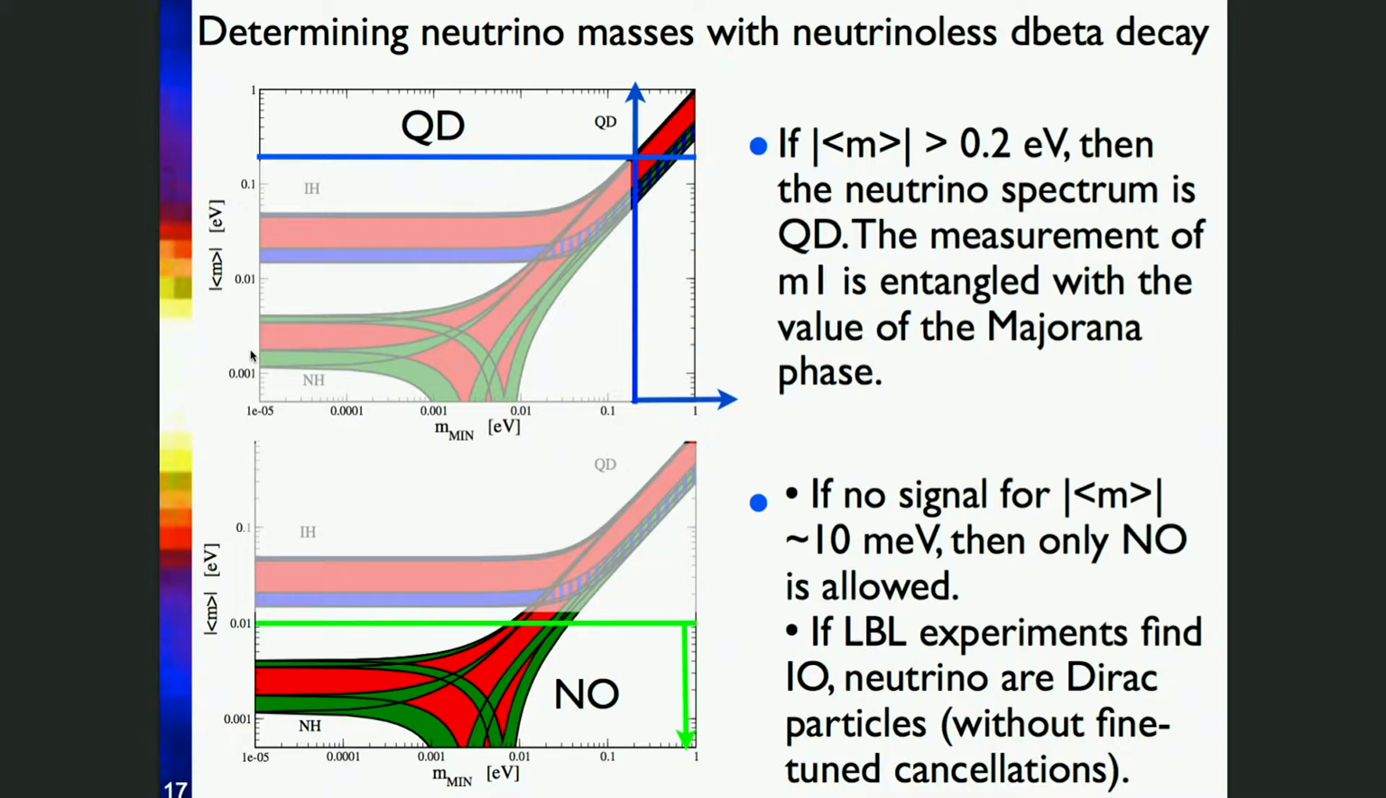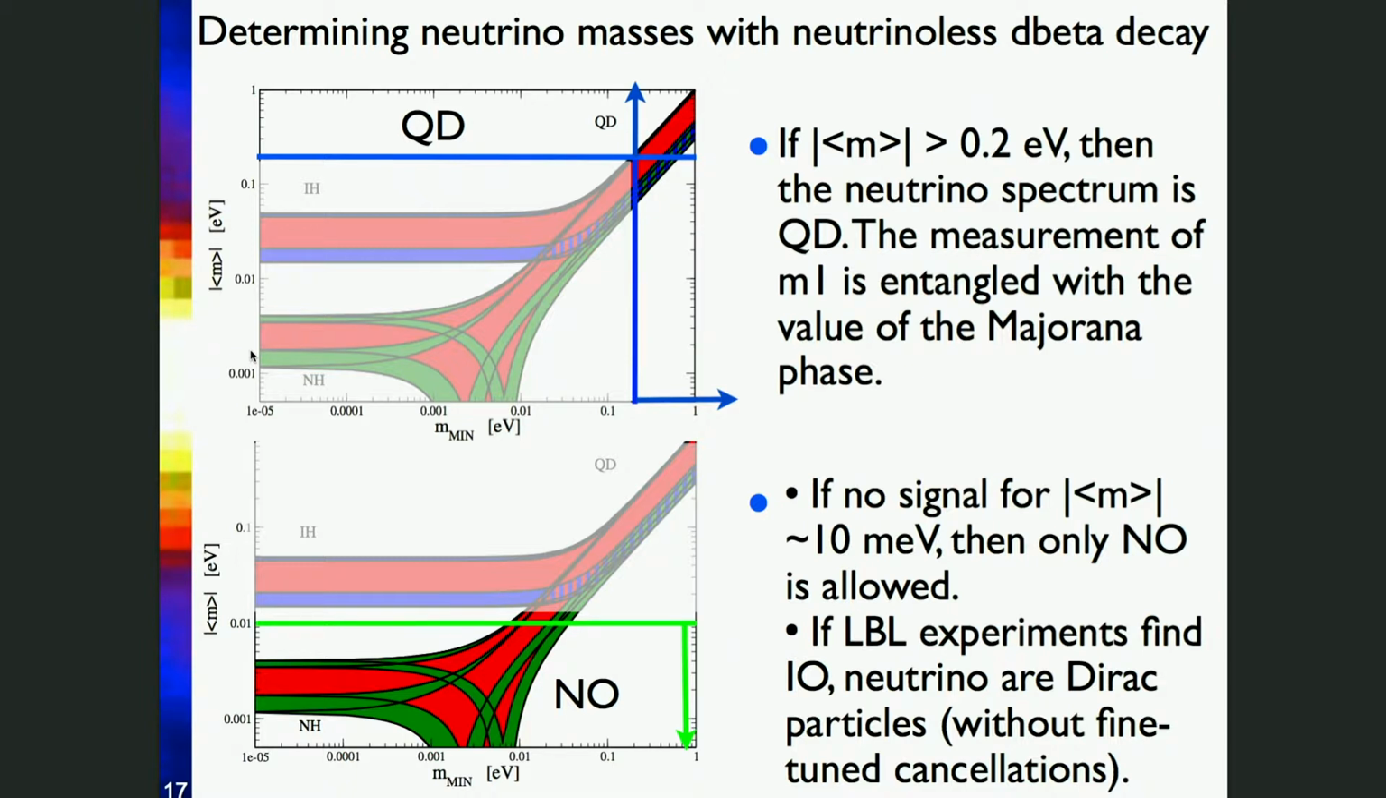If they find nothing down to 10 millielectron volts, then the inverted ordering is excluded if we are talking about Majorana neutrinos. The only option would be the normal ordering. Obviously, if we were to find something and find that it is inverted ordering, then as theorists we come up with nice models in which you have cancellations with beyond-standard physics, etc.